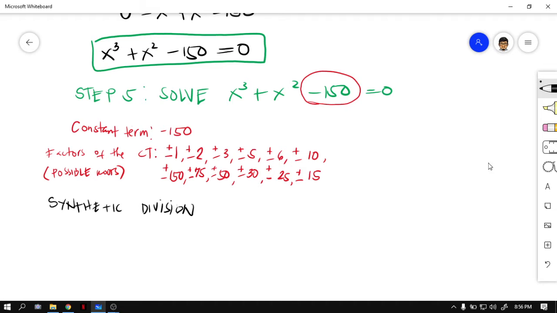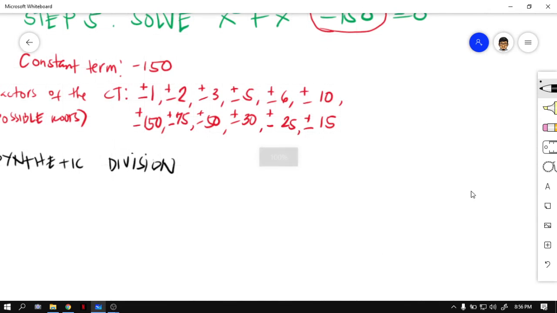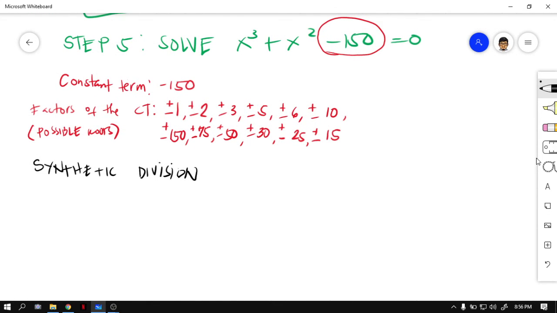Okay. Since gagamitan natin siya ng synthetic division, ibig sabihin, kailangan tignan muna natin kung yung equation natin ay nakaayos from highest to lowest without missing terms. Okay? So, ito yung ating equation. X cubed plus x squared minus 150 is equal to 0. Observe natin. Degree nito 3, tapos susunod 2, tapos ito ay constant. The degree of the constant is 0. So, ibig sabihin nawawala yung first term natin, tama?